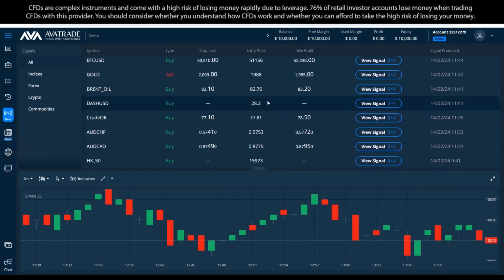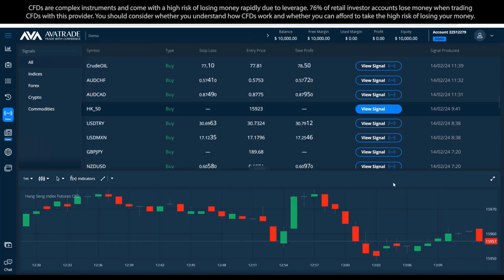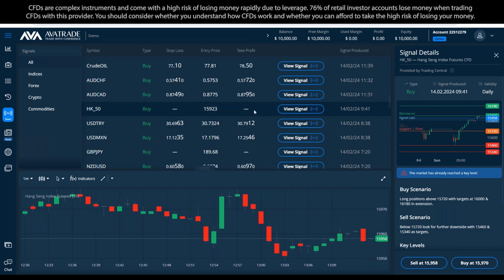It has passed a certain level. You see, the market has already reached a key level. So that means that when the signal was produced, it was estimated to reach a certain level, and it's already got there. So it's not viable anymore.